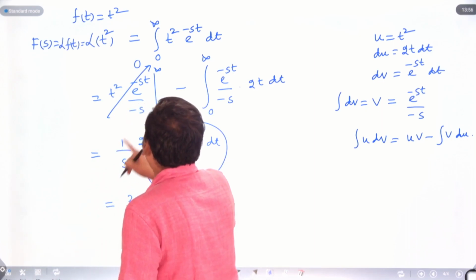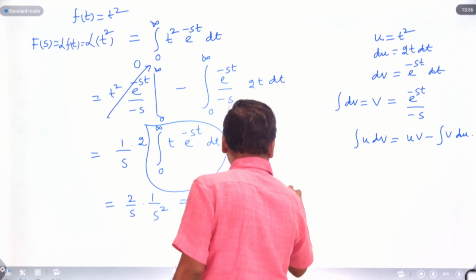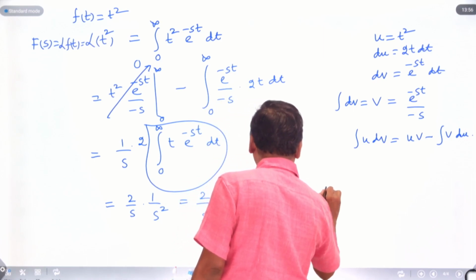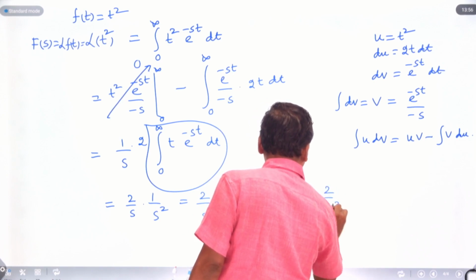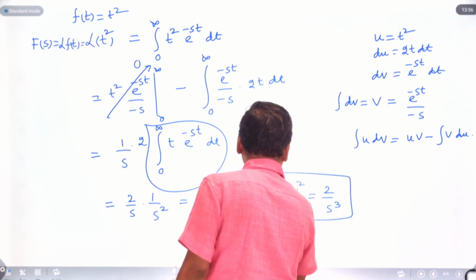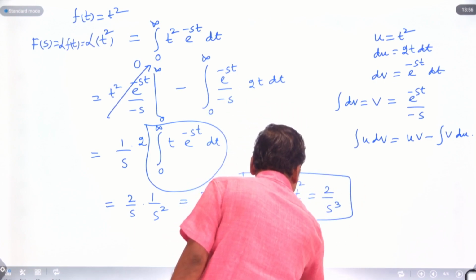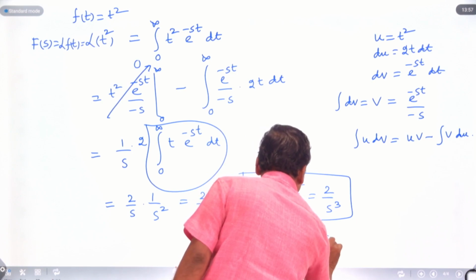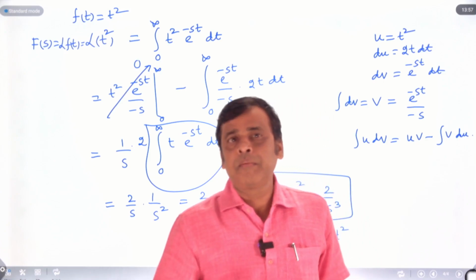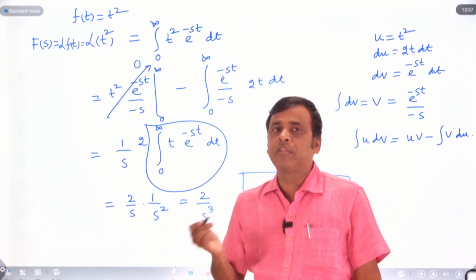What do we obtain? The Laplace transform of t square is 2 by s cube. So the inverse Laplace transform of 2 by s cube is nothing but t square. Already you know that the Laplace transform of a time domain function gives the frequency domain, and the inverse Laplace transform of the frequency domain is nothing but the time domain.